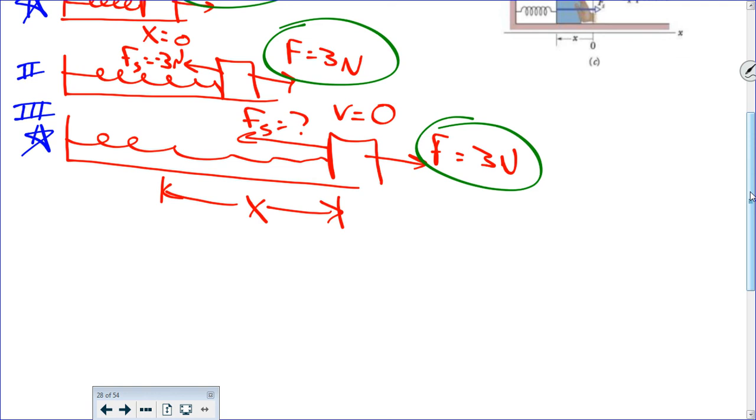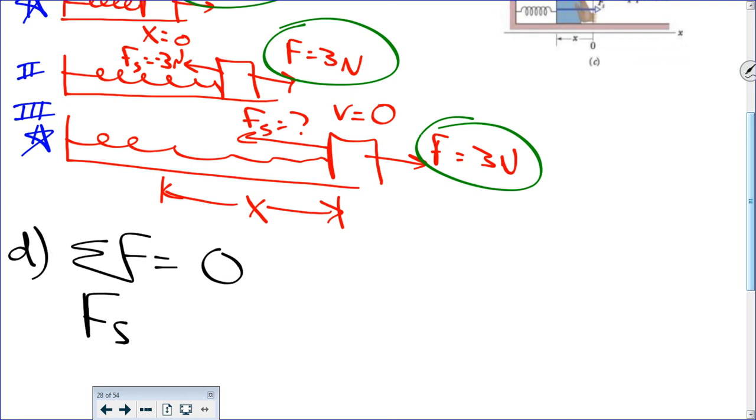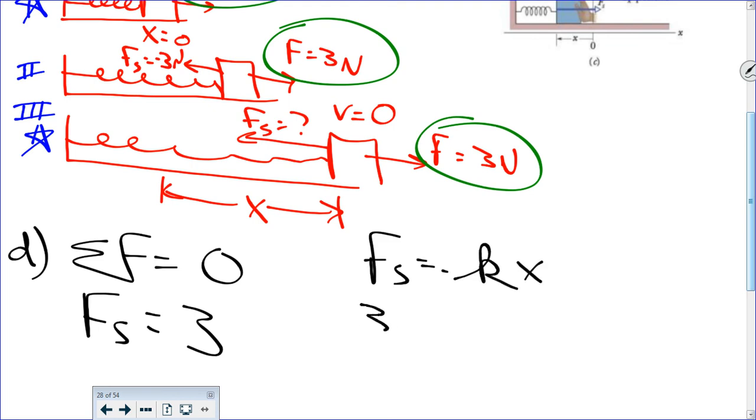Okay, how do we do this? How do we find the X when that happens? You just told me that the net force has to be 0, right? Are we all good with that for part D? So what does the force of the spring have to be? 3 newtons. Tell me something about the force of a spring. Some of you forgot it on the last test. F equals negative kx, right? So let's see, we need the force of the spring to be 3 newtons. Our k is 50 newtons per meter. So divide and you get 0.06.